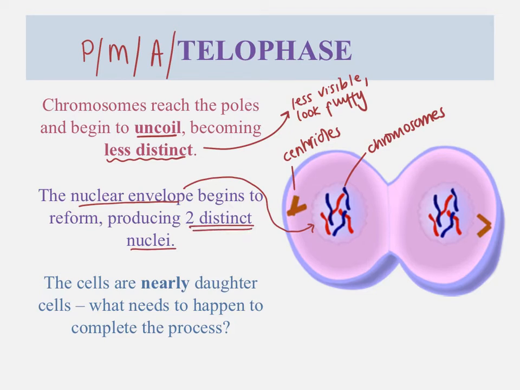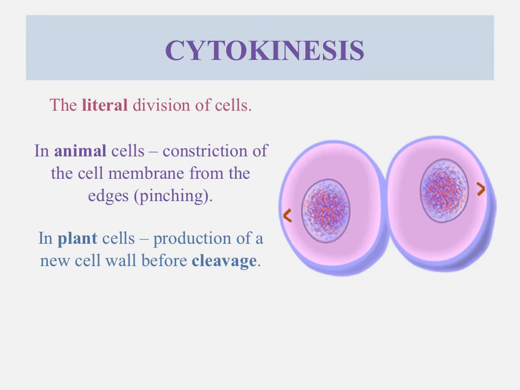We're very nearly at the stage that we've got 2 daughter cells. The final thing that needs to happen, which isn't technically part of mitosis, because mitosis relates specifically to the division of the nucleus, and now we've got 2 separate nuclei here, is something called cytokinesis. This is literally the division of cells. So if I make a quick note up here, cytokinesis is the division of cells, whereas mitosis relates exclusively to nuclear division.